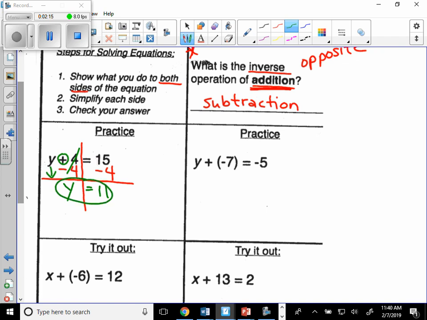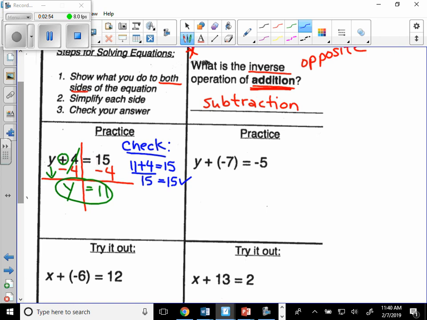And I know you can do it in your head, but you need to be able to do the proper steps. Now, the best part about this is you can check to see if your answer works. When you check it, all you do is plug in the answer for y, which is 11. So you're going to say 11 plus 4 should equal 15. Now, with equations, you want the left side to equal the right side. So 11 plus 4 is 15. And does 15 equal 15? Yes. So when you check it, your left side should equal your right side.